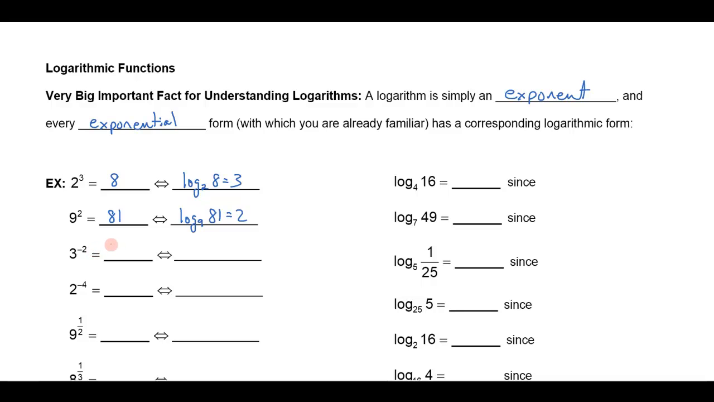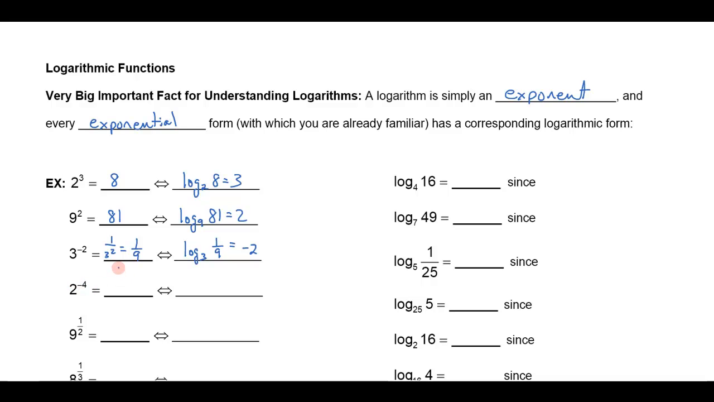3 to the negative 2. Now remember, that means 1 over 3 squared. That's equal to a ninth. So 3 to the negative 2 is 1/9. That means that the log base 3 of 1/9 is equal to negative 2. This says the same thing that this says over here in exponential form.